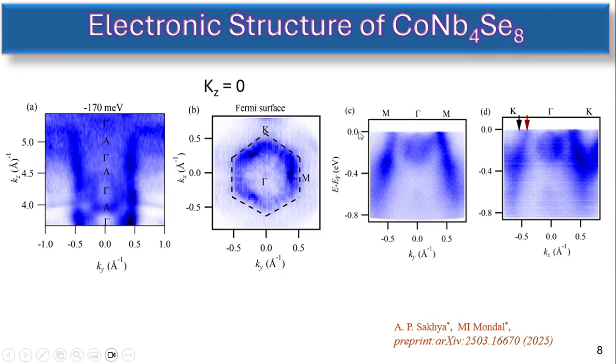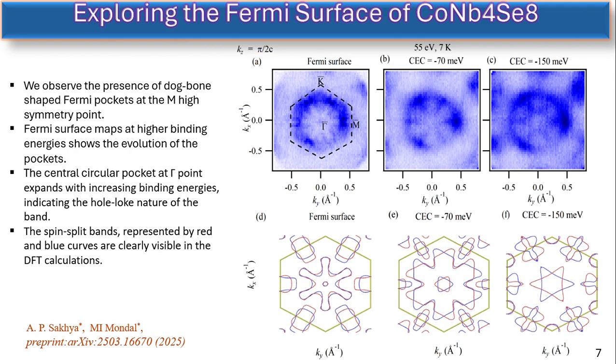So we also carried out the plot along the M gamma M direction, and we can see that there are hole like bands and electron like pockets at the gamma-K direction. So this is our required plane that we wanted to study, which is Kz equal to pi over 2c, and the corresponding photon energy is 55 eV, and all of the ARPES measurements were carried out at a temperature of 7 Kelvin.